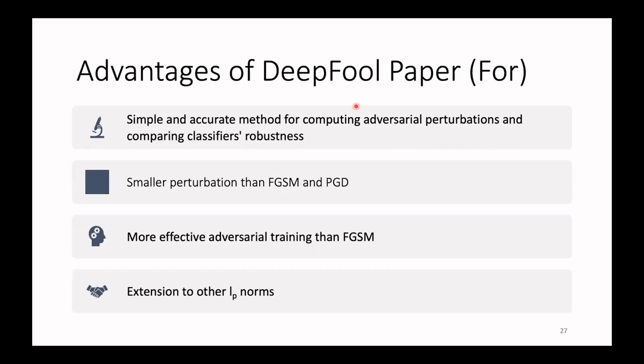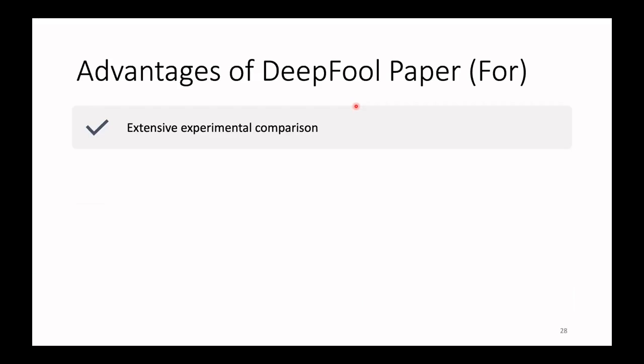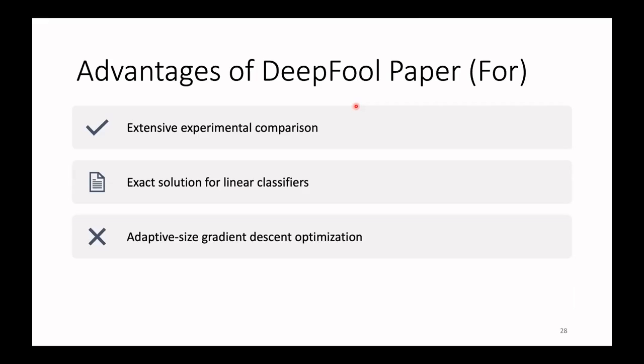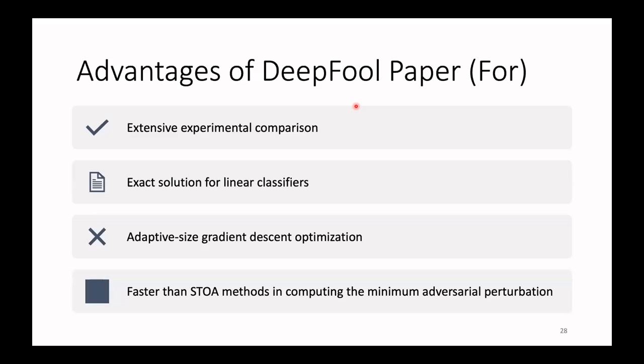Another advantage is that Deepfool extends to different Lp norms. Another plus for the paper, in my opinion, is its extensive experiments with different architectures and different datasets. Next positive is the existence of an exact solution if you have linear classifiers. And Deepfool can also be thought of as a variant of the well-known adaptive step size gradient descent optimization. Finally, it's faster than other state-of-the-art methods proposed by the time of this paper's publication.